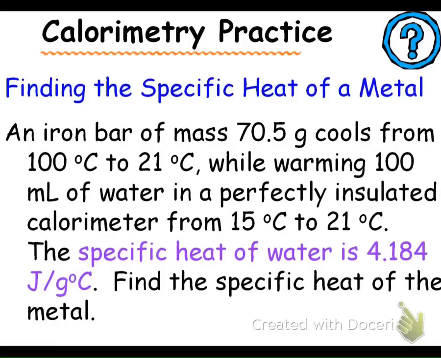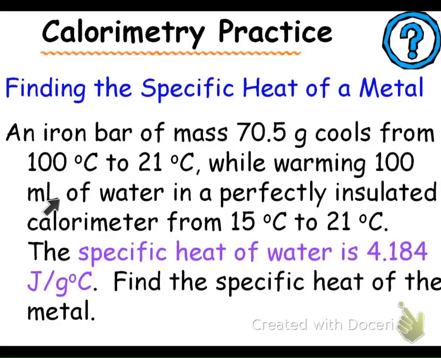An iron bar of mass 70.5 grams cools from 100 degrees Celsius to 21 degrees Celsius. So what we're going to do first is heat up an object to, let's say, 100 degrees Celsius, and we're going to put it into cold water. We're going to assume that the water is 21 degrees Celsius at the end, because if you notice, the final temperatures are the same here. So the water started at 15 degrees Celsius and went to 21 degrees Celsius.